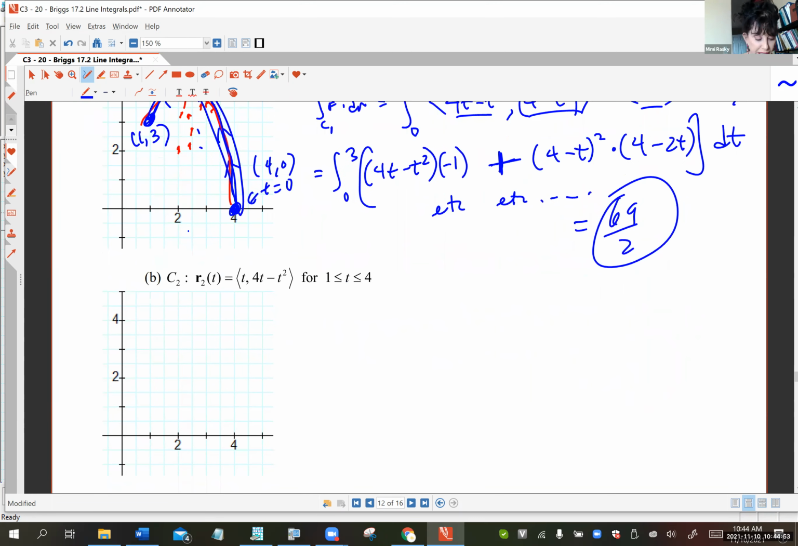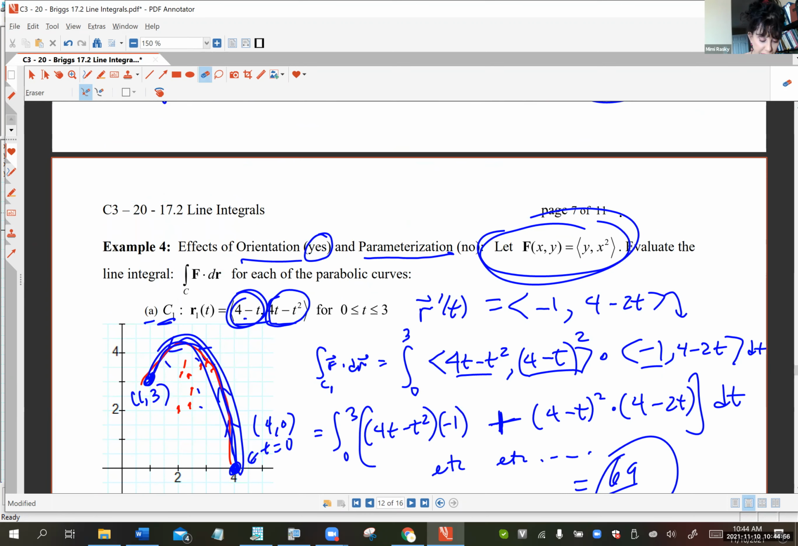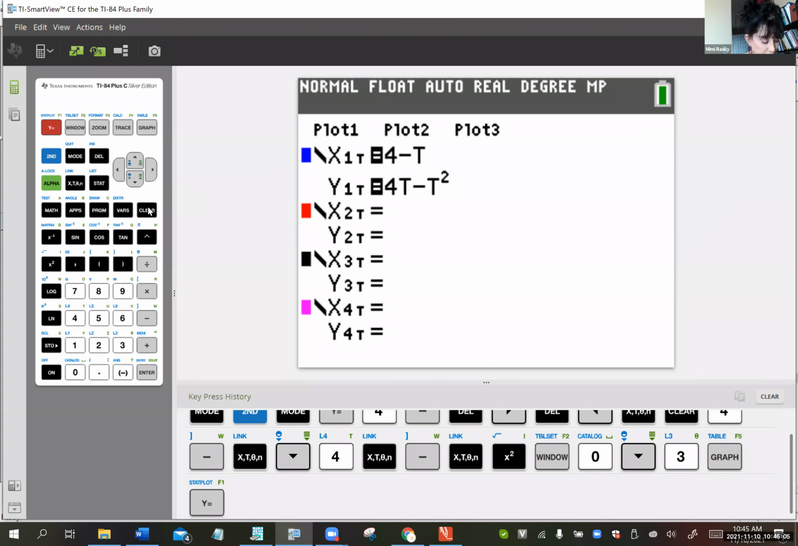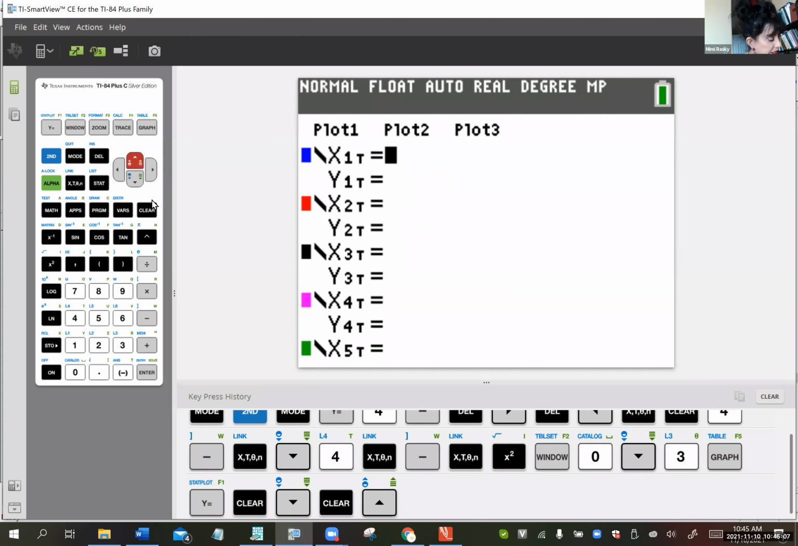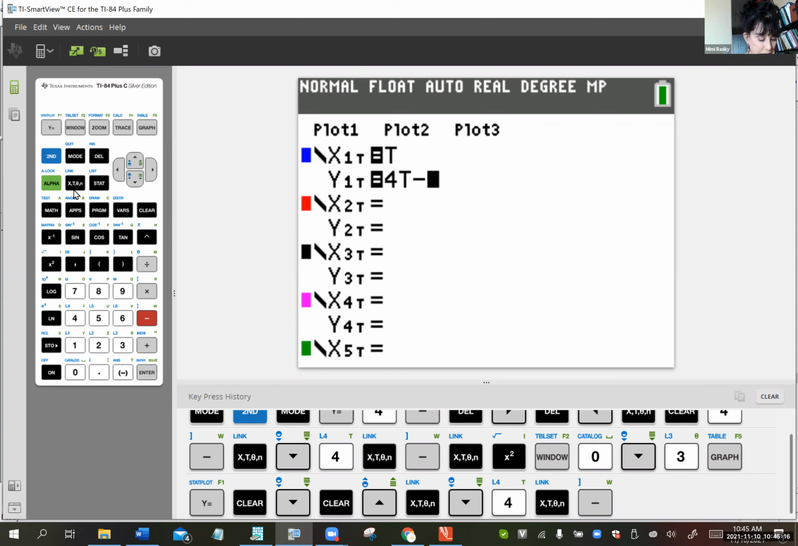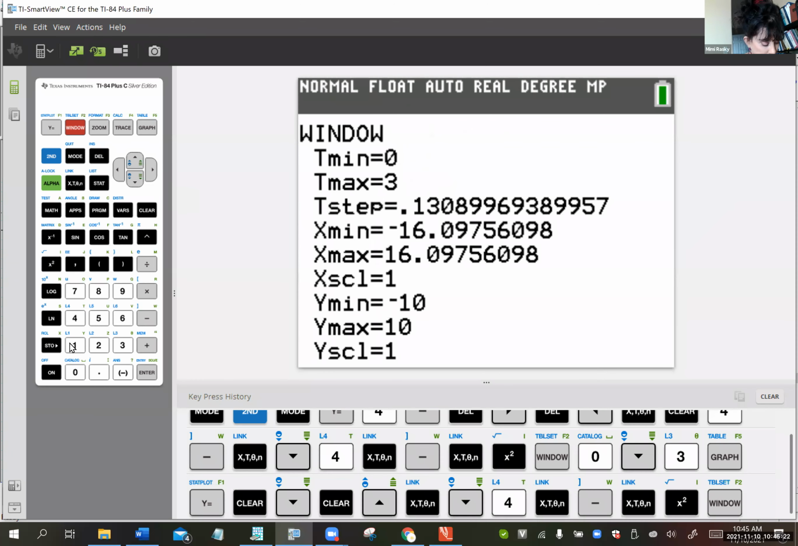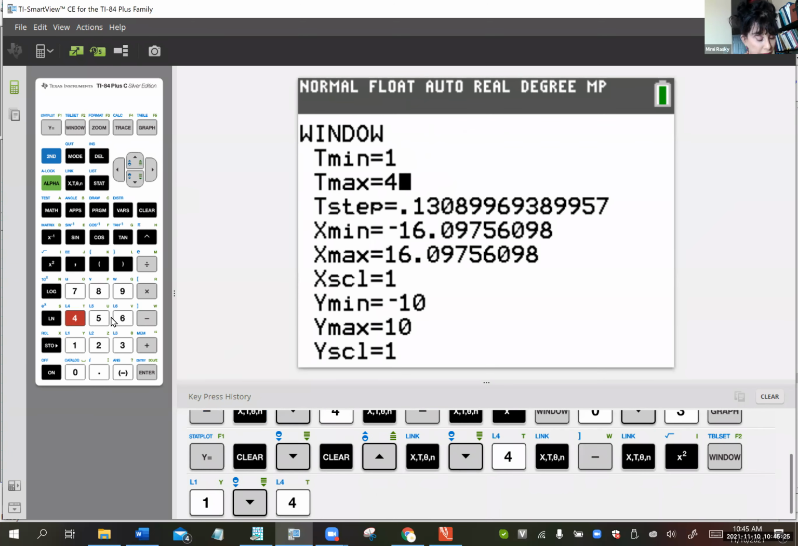Okay, fine. Let's do the same vector field now for part B. So we're still going to have this vector field, but we've got a different curve, C2. What's that going to look like? You could go to your graphing calculator and graph it for fun. The x component is simply t, and the y component is 4t minus t squared. The t minimum this time is 1, and the t max is 4. Now, don't blink, because this particular path has something in common with the other path, but then there's a little something different. So watch yourself here.